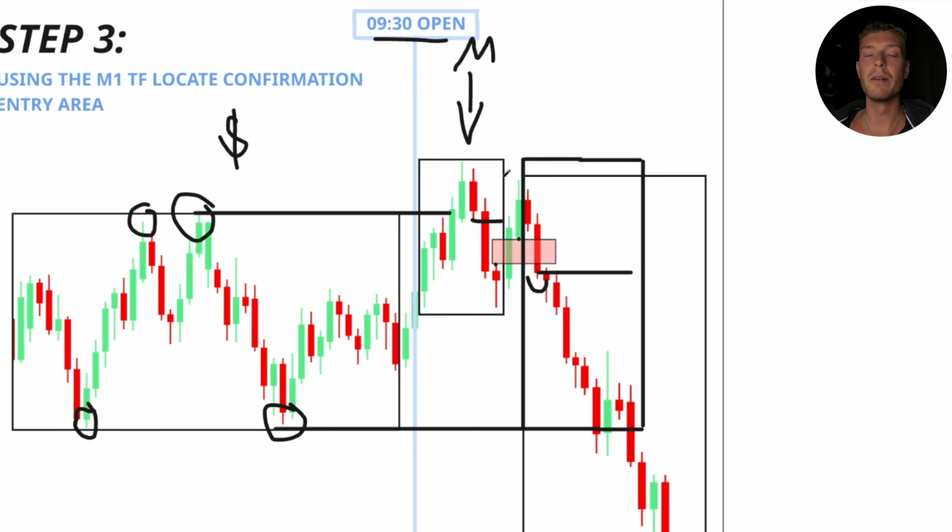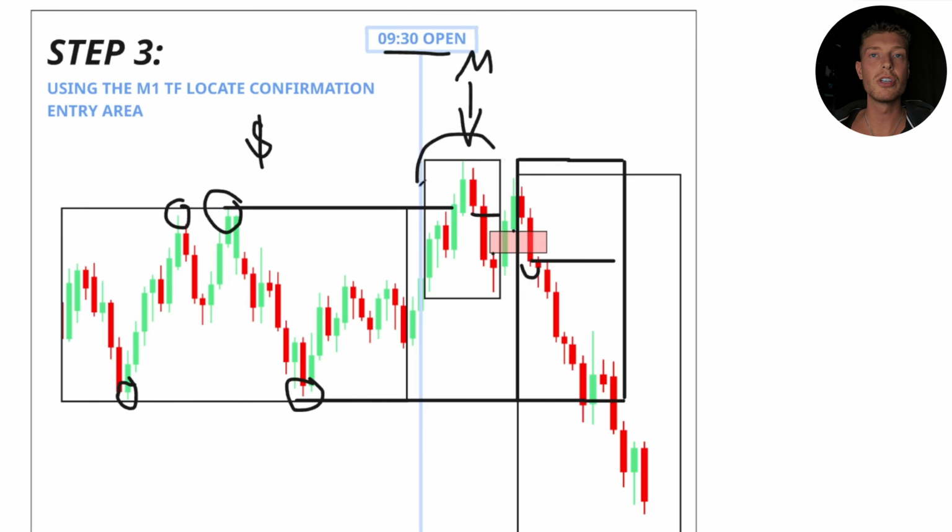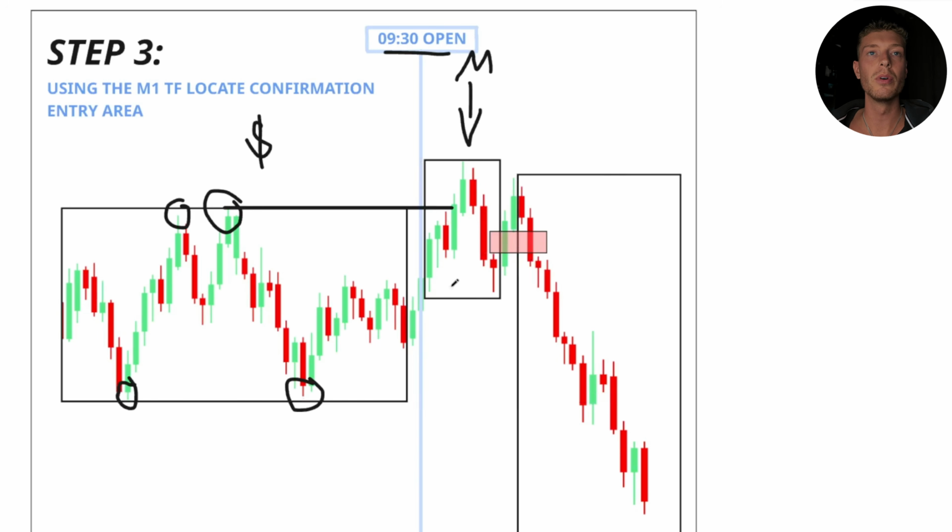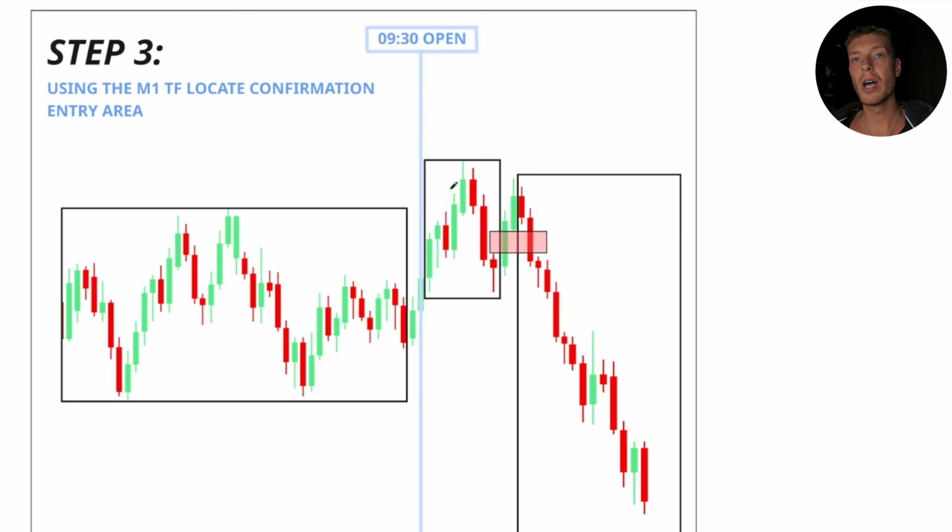So what have we found here? All we've done is mark out our liquidity on a higher time frame. We've then waited for a manipulation, and then we are capitalizing on the distribution. So that is why this strategy is so valuable. It uses very, very lower time frame confirmations just to confirm our direction.